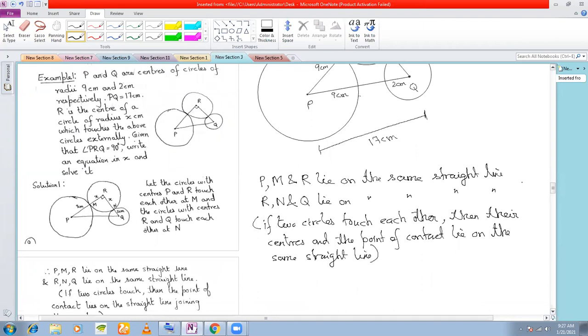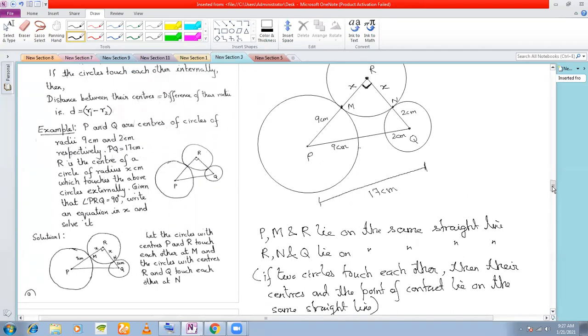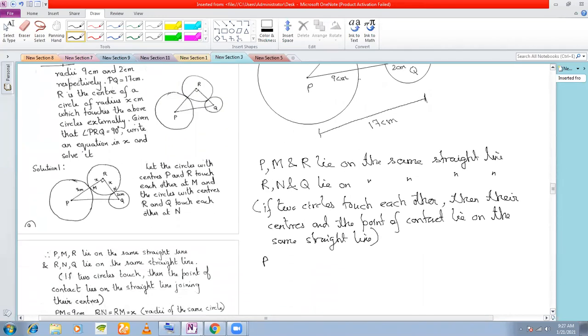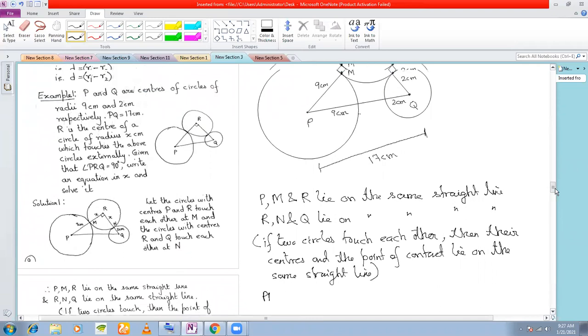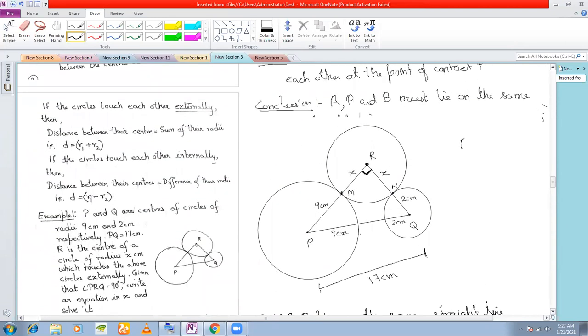Now we shall write down the lengths. First length we need to write is PM. PM here is 9 centimeters. MR here is x centimeters. RN is x centimeters. NQ is 2 centimeters. And PQ is given to be 17 centimeters. These are the lengths that I know.